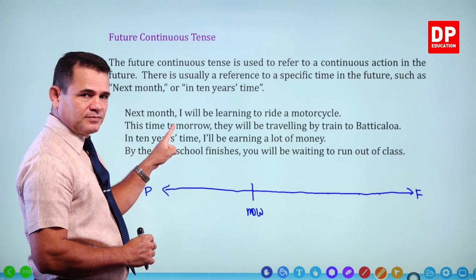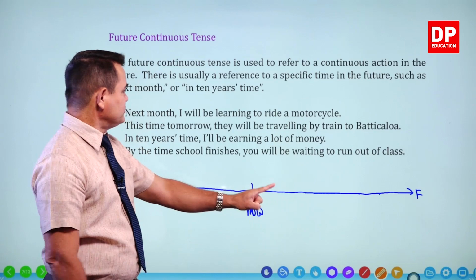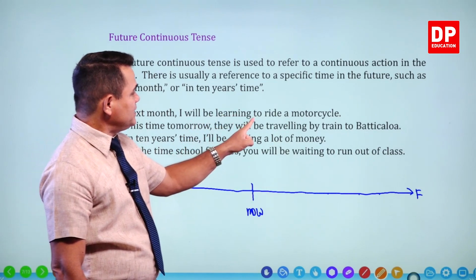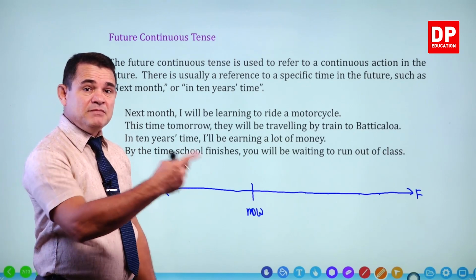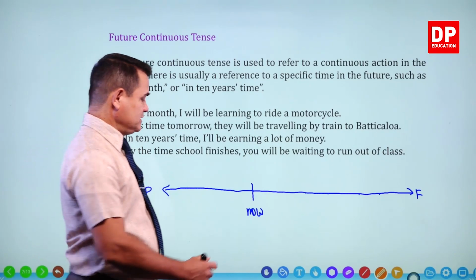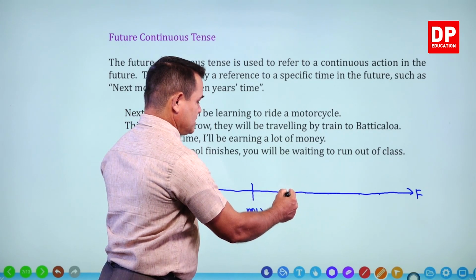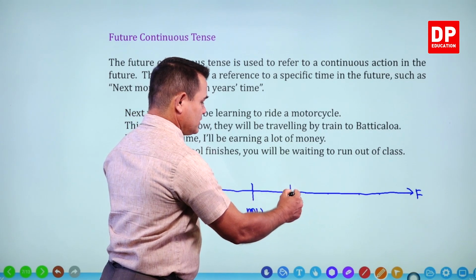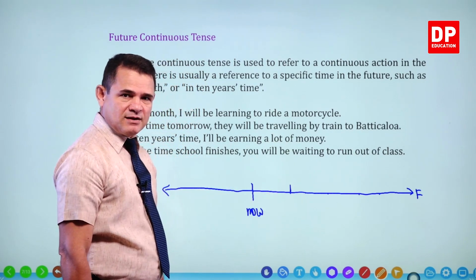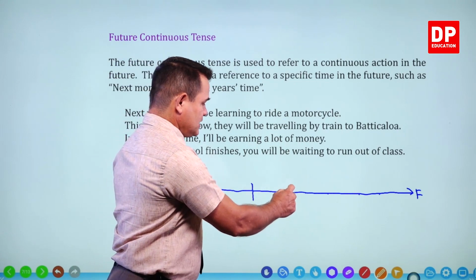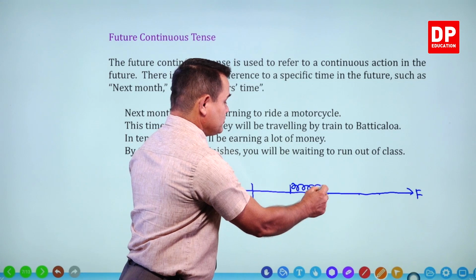Next month. So now, next month is the future. I will be learning to ride a motorcycle. I will be learning. This is now, and next month is here. You can't finish learning in one day or in one moment. So let's say I start on this day. I will be learning. I will be in the middle of learning to ride a bicycle.